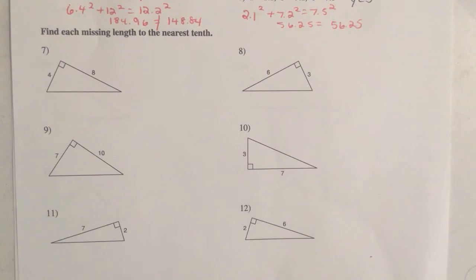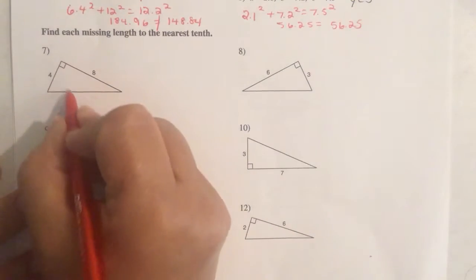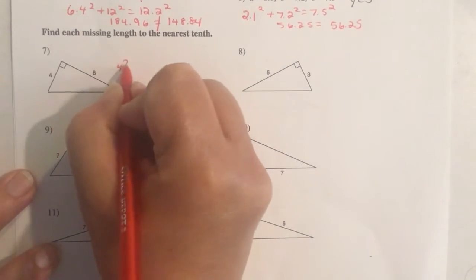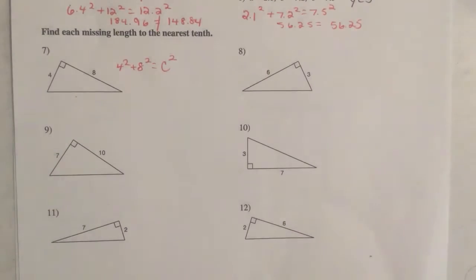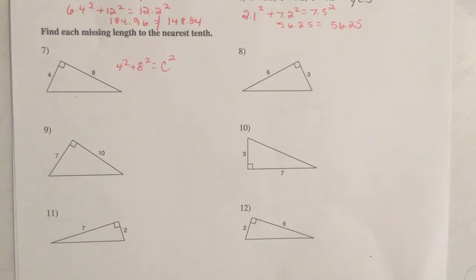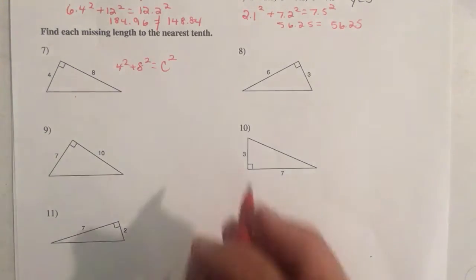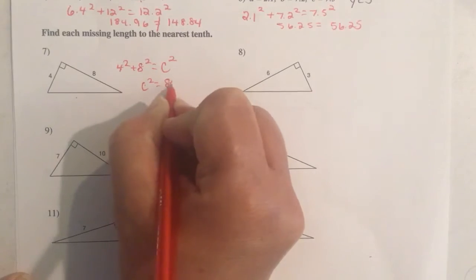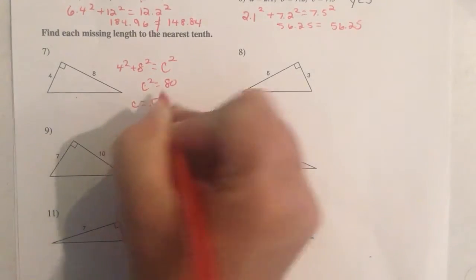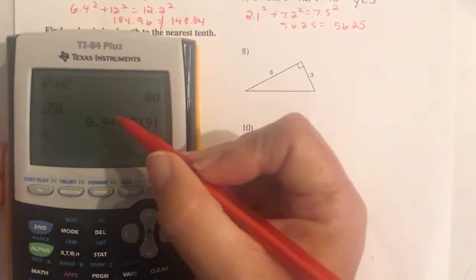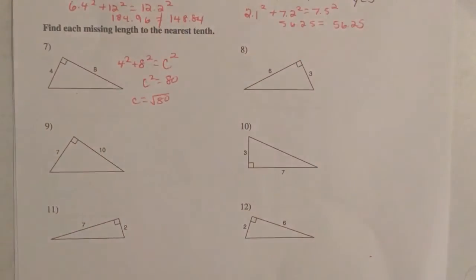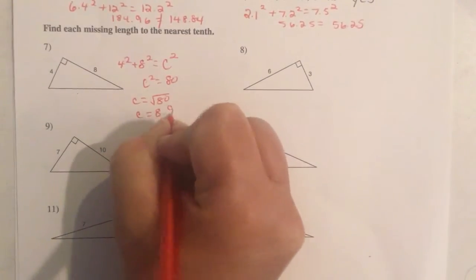All right, these next 6, you're finding the missing side. The missing side is the hypotenuse. 4 squared plus 8 squared equals the missing side squared. Okay, so 4 squared added to 8 squared is going to give you 80. You're going to take the square root of 80 and get an answer of, remember you're rounding it, the 4 says leave that 9 alone, so 8.9.